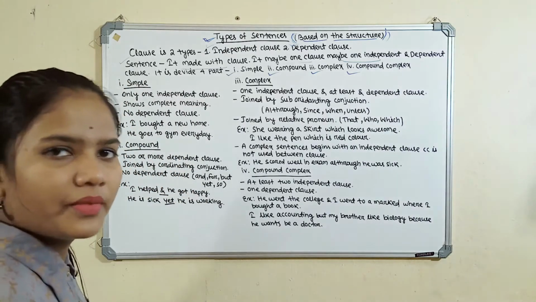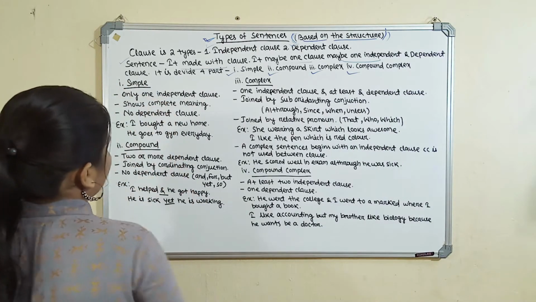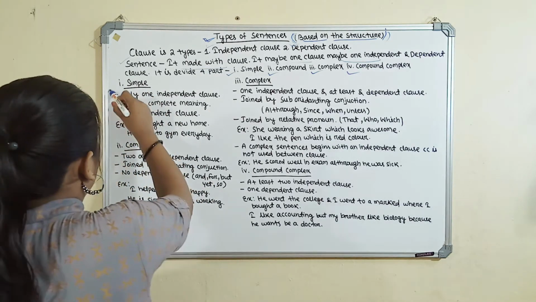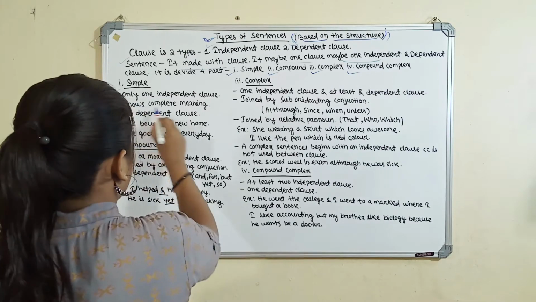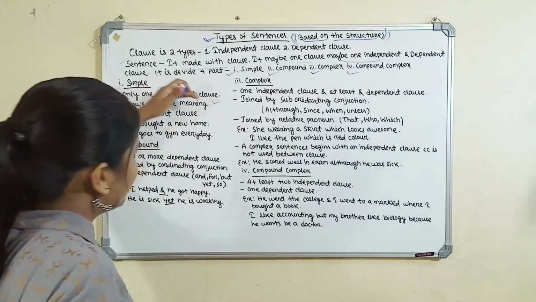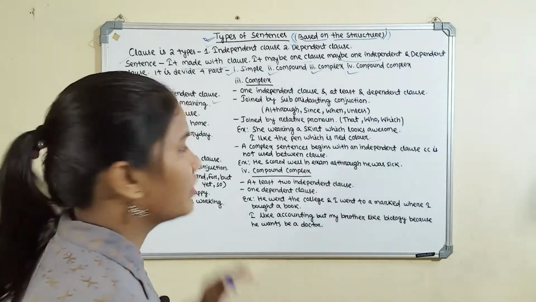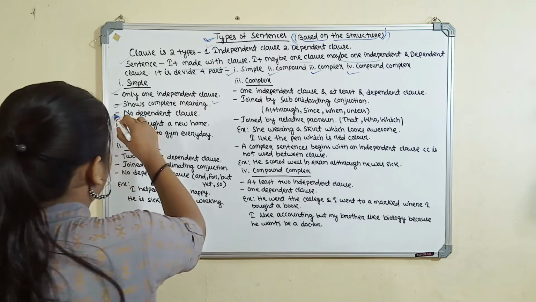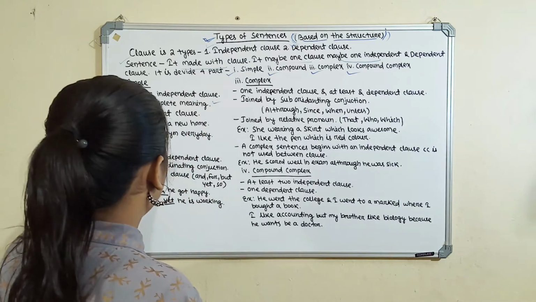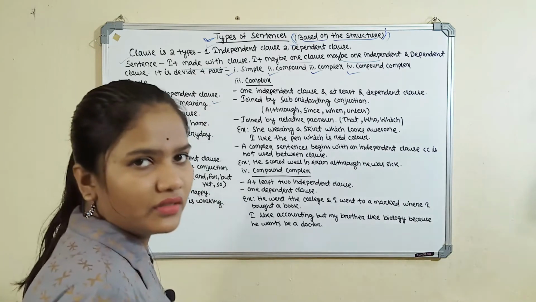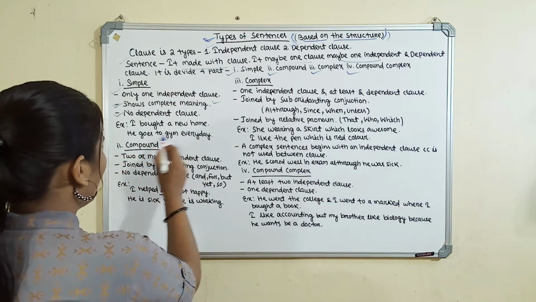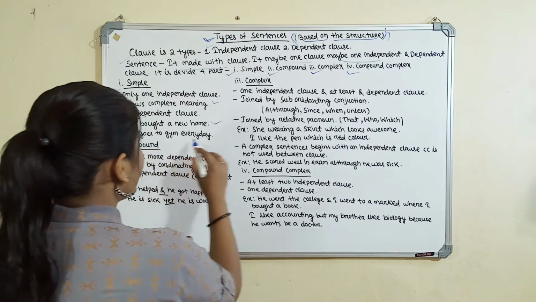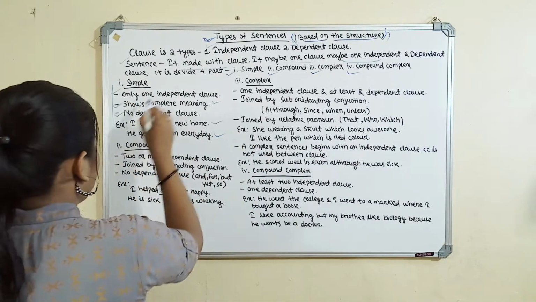First we will discuss the simple sentence. A simple sentence has only one independent clause. First, there is only one independent clause. Second, it shows complete meaning. Third, no dependent clause is added. Let's take an example: I bought a new home. Then the second example: he goes to the gym every day. This is a simple sentence.